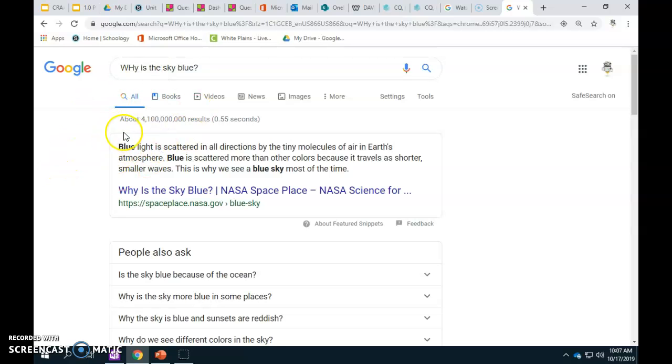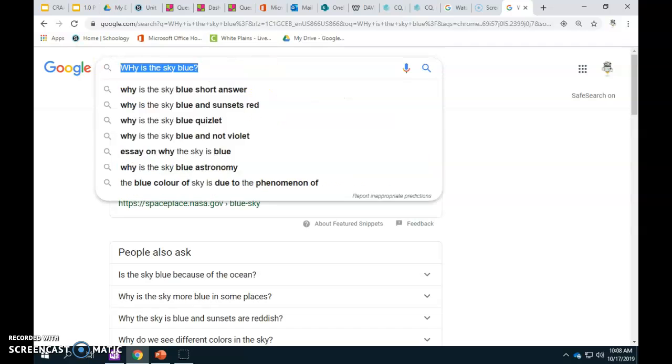So over here, it says, blue light is scattered in all directions by the tiny molecules of air in Earth's atmosphere. Blue is scattered much more than other colors because it travels as shorter, smaller waves. So this is why we see blue. So what my question about this is that I don't quite understand is I'm looking for something that doesn't make sense. To me, what doesn't make sense is, what does it mean that colors travel as shorter, smaller waves? So my next question that I'm going to put is, how does color travel?